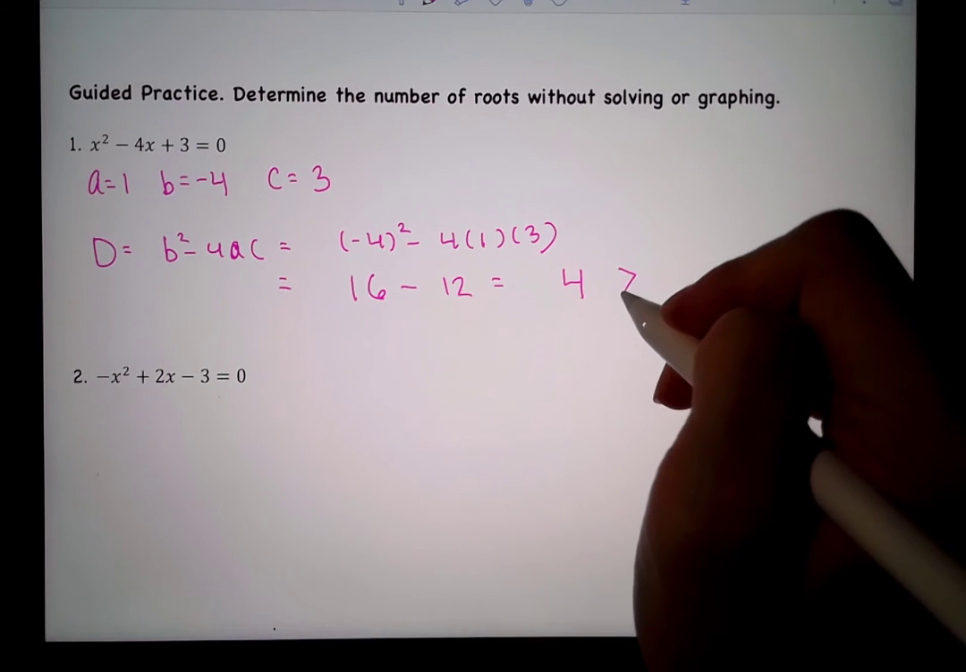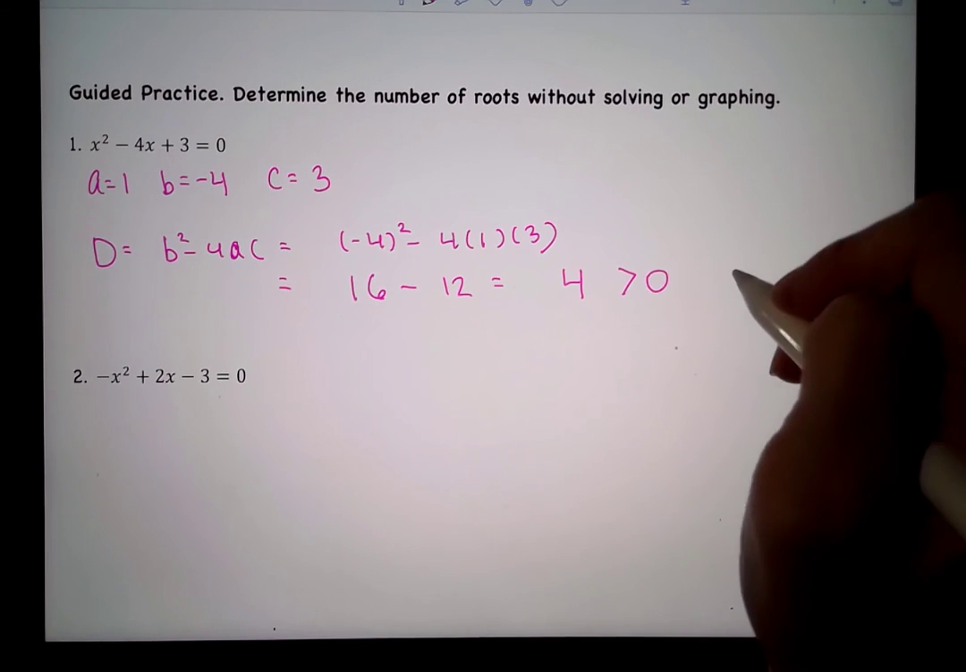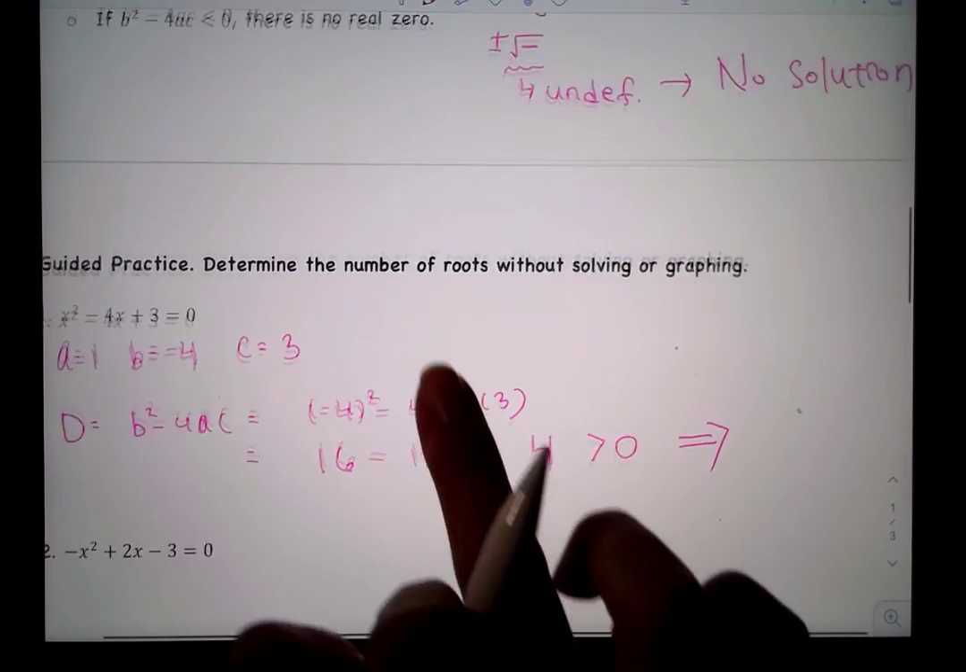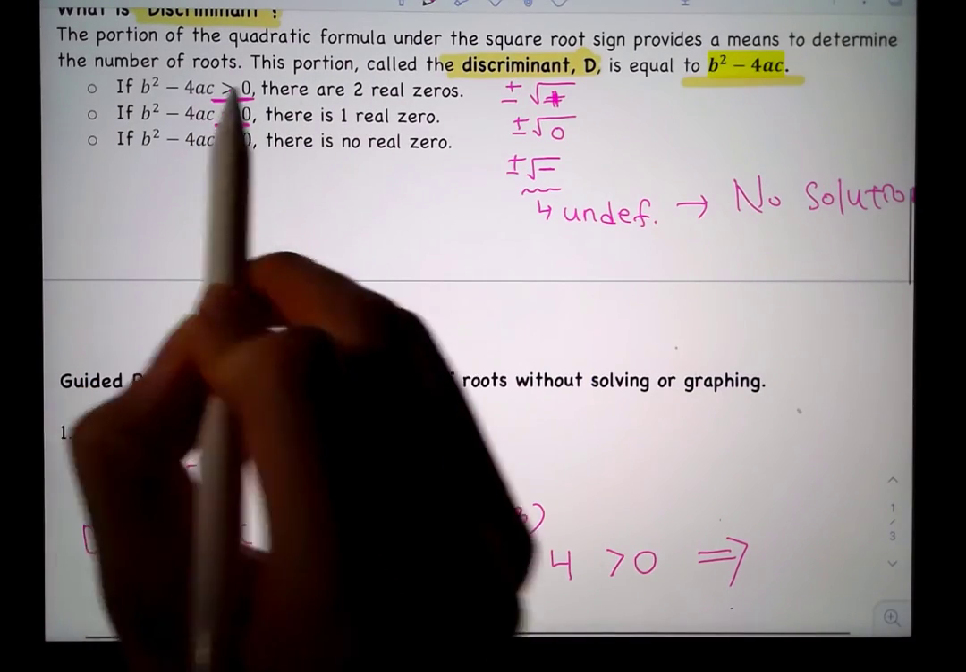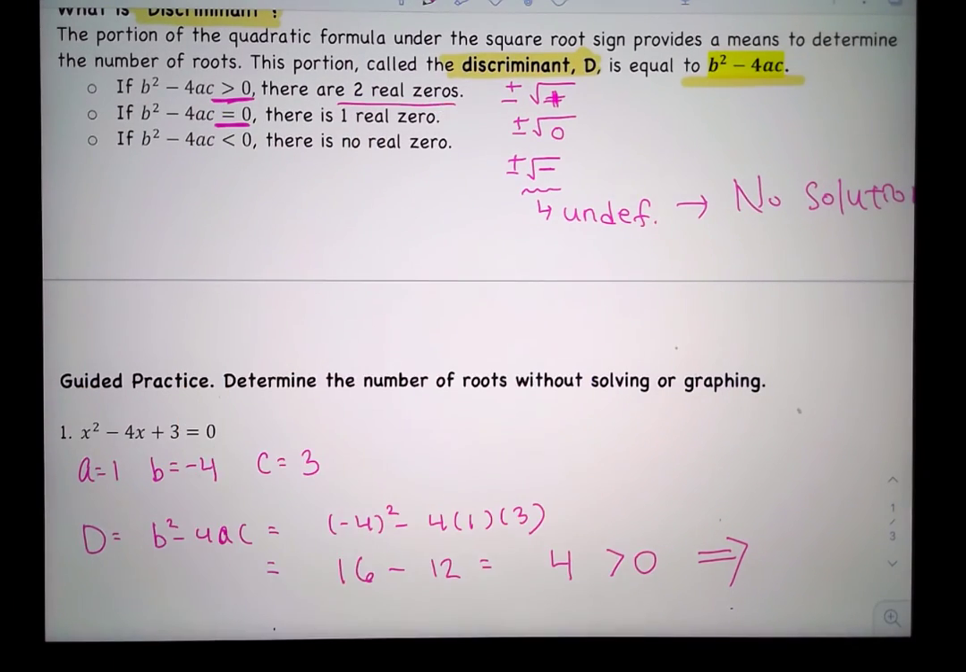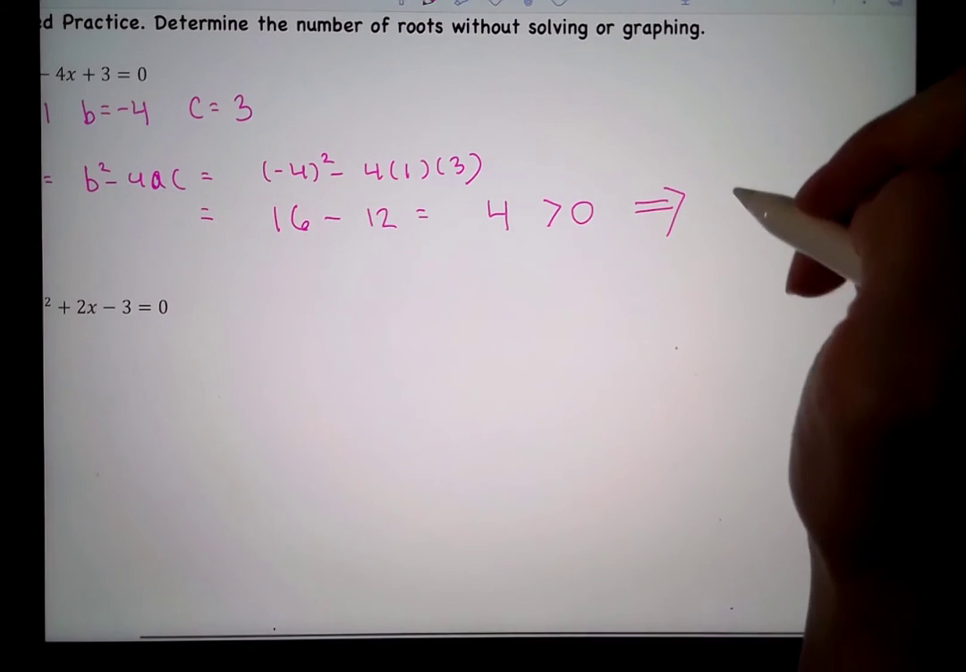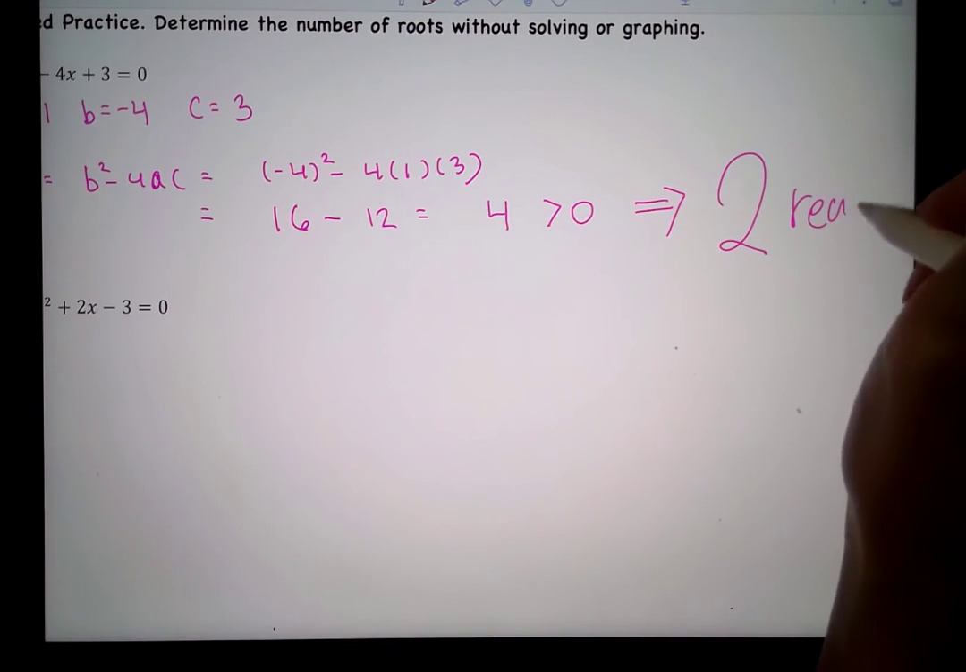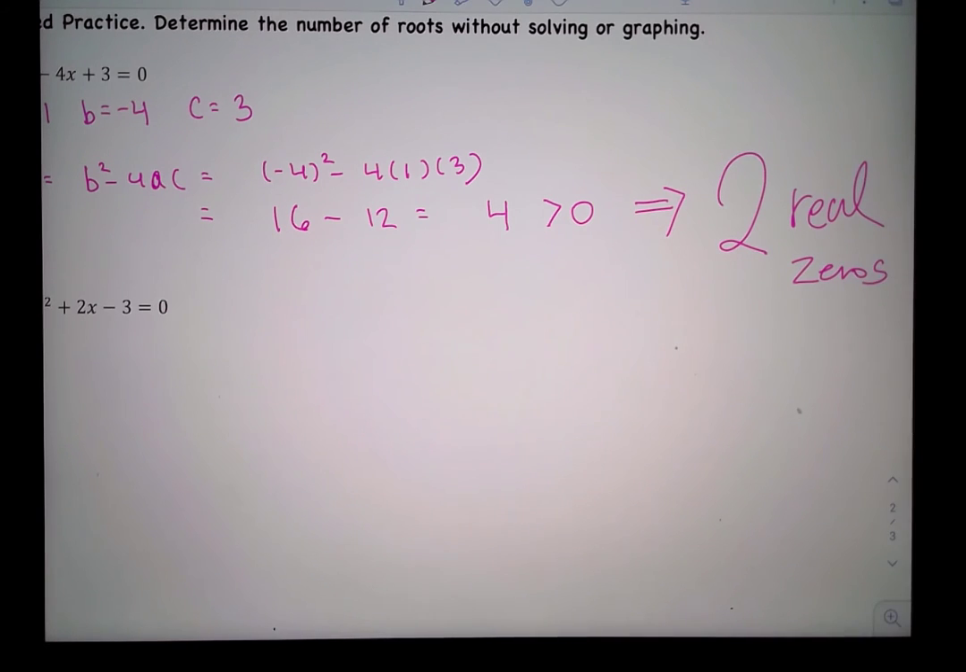4 is positive, right? Positive, then how many zeros? Positive, then 2 real zeros. So it has 2 real zeros. That's it. You're just checking b squared minus 4ac to determine the number of solutions, because they didn't ask you to find the solution. They don't want to know what the solution of the equation is. They just want to know how many solutions, right?